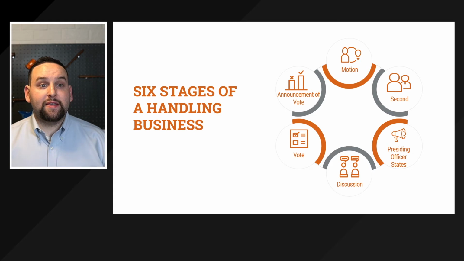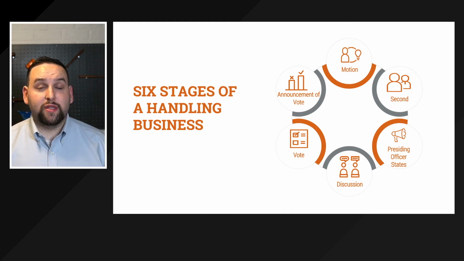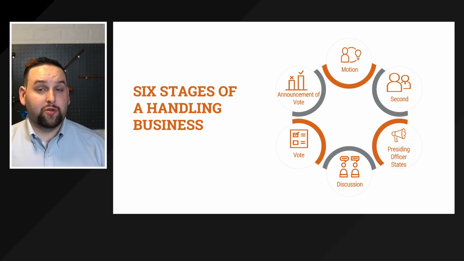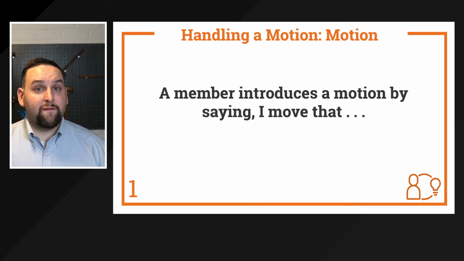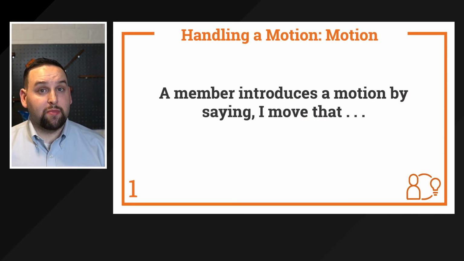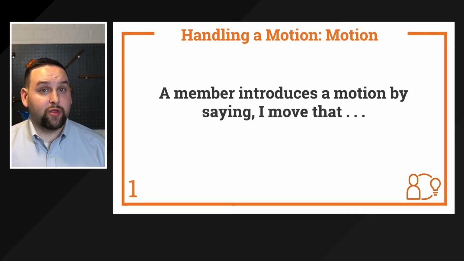So there are 6 basic stages of handling business. It's motion, second, statement by the presiding officer, discussion, a vote, and then the announcement of that vote. And we'll walk through how each of those are handled. So that first step of making a motion, a member who is recognized by the presiding officer introduces a motion by saying, I move that the organization does this or that.